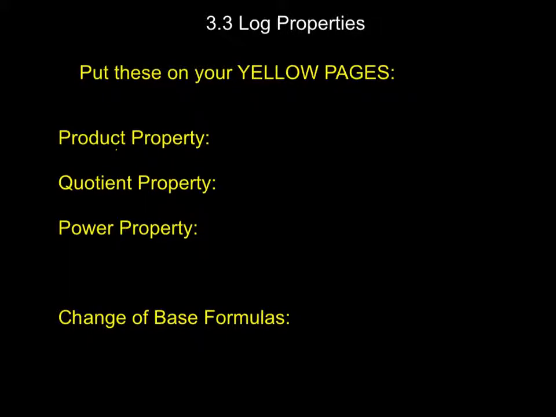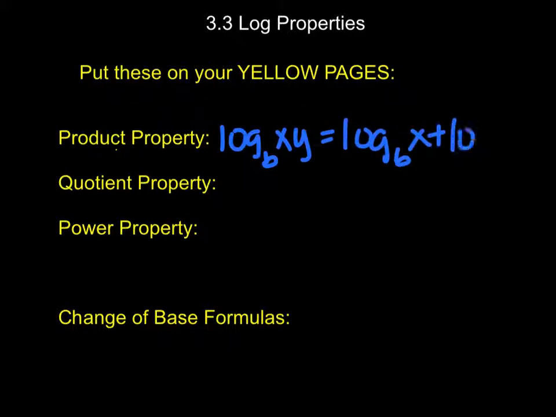This is the video for 3.3 log properties. So these I want you to put in your yellow pages. The product property says that if you have a log to some base and two things that are multiplied together, whether they are numbers or variables, they expand out to addition, the same base.